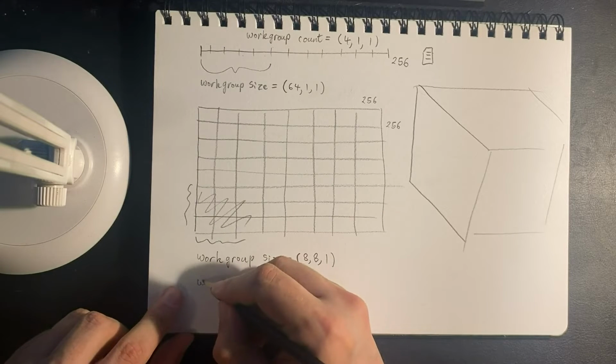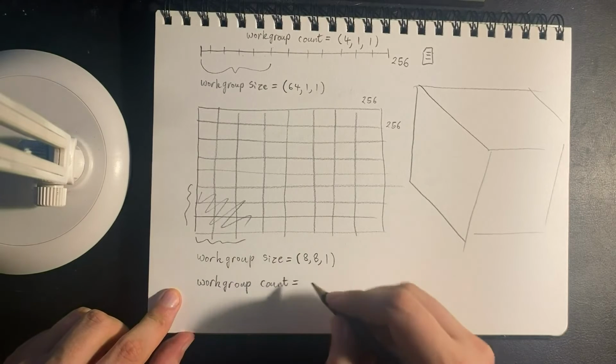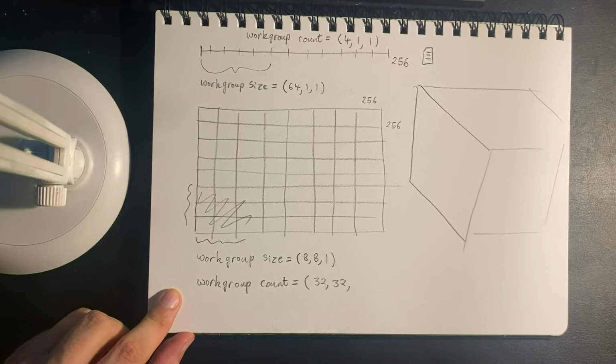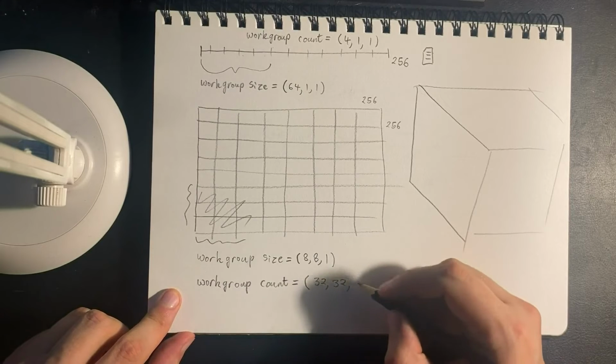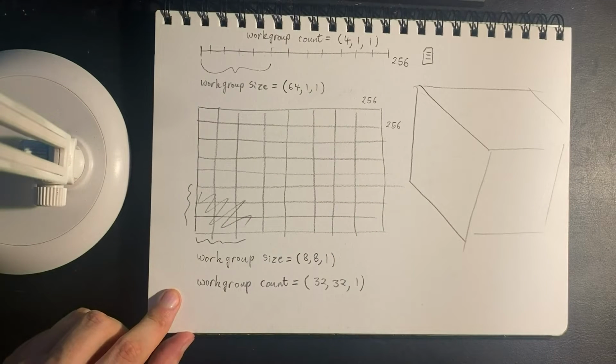We would then have a workgroup count of, I want to say, 32 lots of 8 is 256, so 32 workgroups in each dimension. We're not looking at Z, and so we would actually have 32 by 32, 1024 workgroups. Each workgroup is really running 64 threads at the same time.